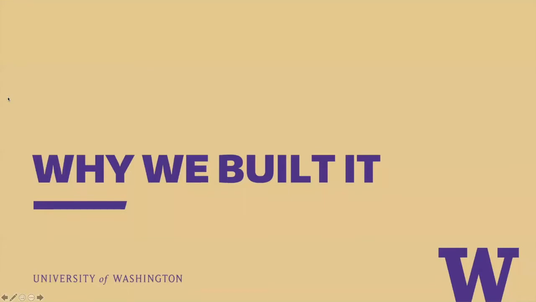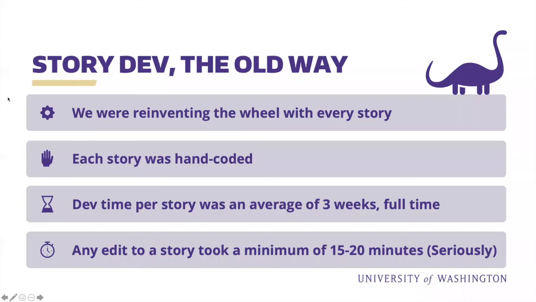A little bit of why we built it. Tom and Jeff talked about why we built it in broader terms, but a little bit more detail as to really why we built it. So the old way of doing things, we were reinventing the wheel with every single story we built. Every single story was hand-coded. Even though it was in WordPress, it wasn't actually in WordPress. So every single story was hand-coded.